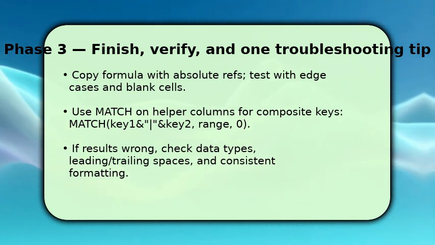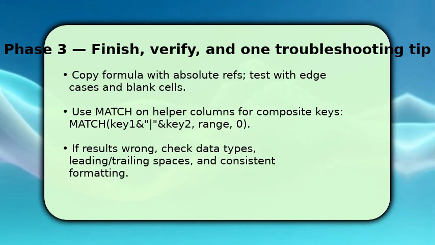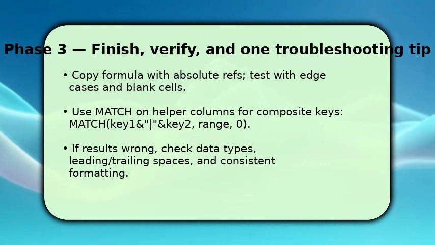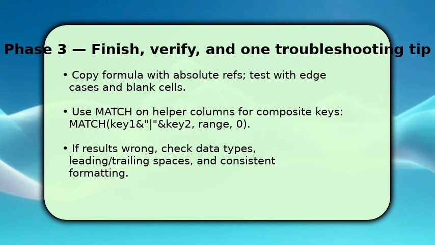If you need composite lookups, create a helper column that concatenates keys and then MATCH that combined string. When things go wrong, troubleshoot by checking data types and cleaning spaces. Use TRIM or VALUE when necessary, because mismatched types cause silent failures.